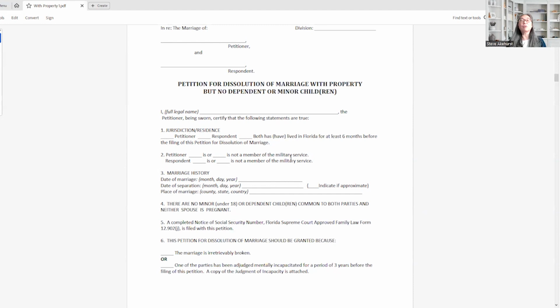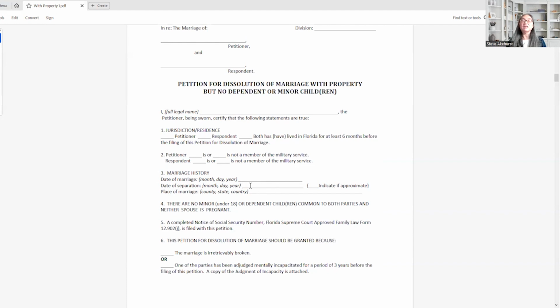Next section is whether you are members of the military. You're going to check whichever applies. And next is the marriage history. Marriage history is the date of marriage, date of separation, and place of marriage. The date of marriage is the date you got married. If you only know the month and the year, that's fine, as long as you get some idea of it.